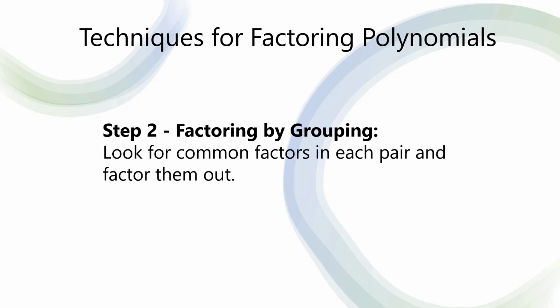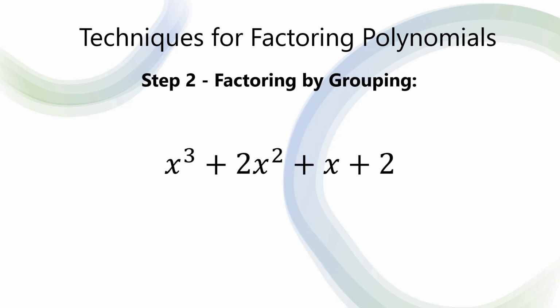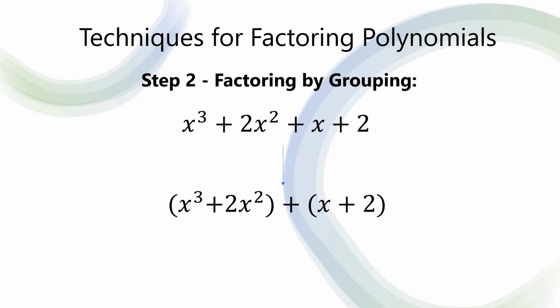Step 2. Factoring by grouping. When you have four terms in a polynomial, try grouping them in pairs. Look for common factors in each pair and factor them out. Consider the polynomial x cubed plus 2x squared plus x plus 2. By grouping the terms, we get the quantity x cubed plus 2x squared plus the quantity x plus 2.